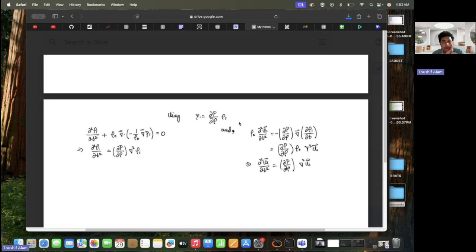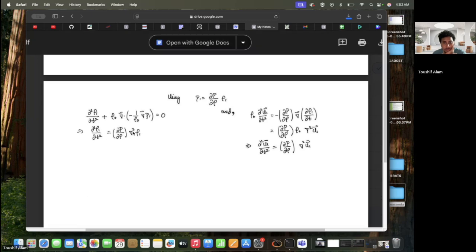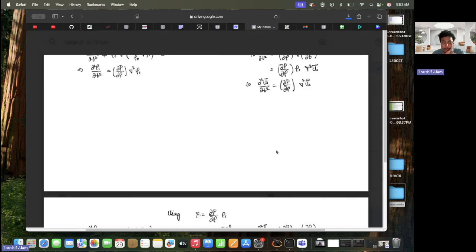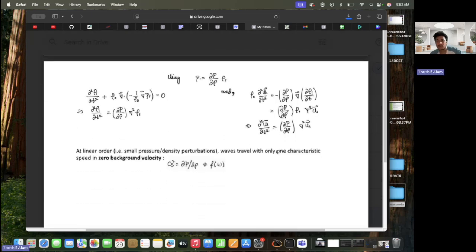Using P1 is equal to del P by del rho times rho 1, so you get this, grad square rho 1, the small oscillation equation. And similarly for this, you get this. So at linear order, small pressure-density perturbations always travel with only one characteristic speed, and zero background velocity. Cs squared is equal to del P by del rho.